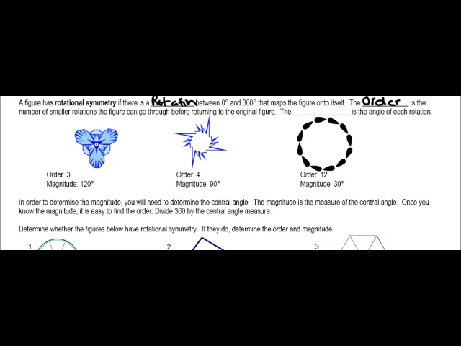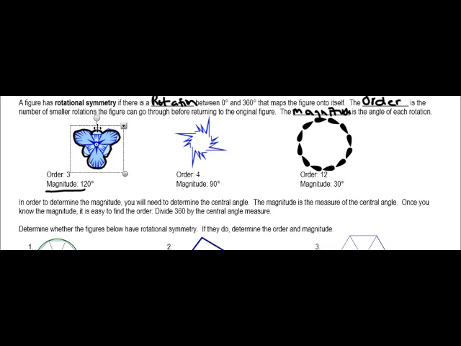The magnitude is the angle by which you turn each rotation. So to figure out the magnitude, you're going to have to break each figure up into a circle and figure out how many degrees each angle you turn it would be equal to.